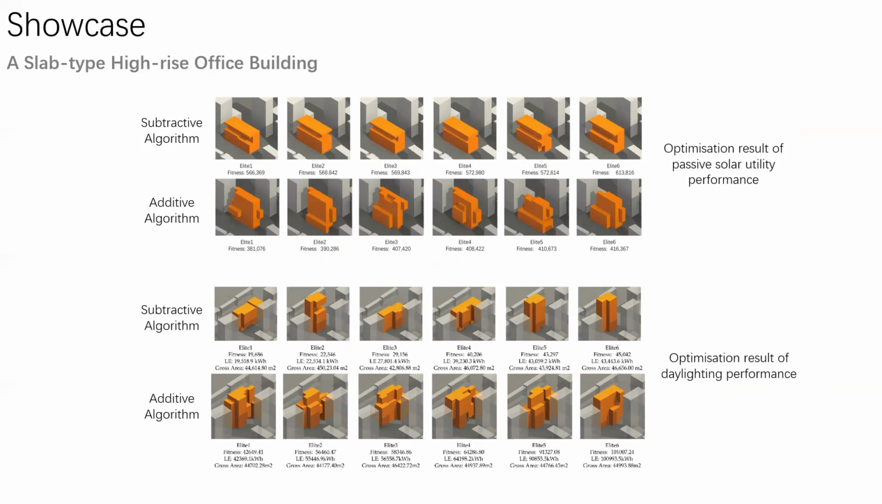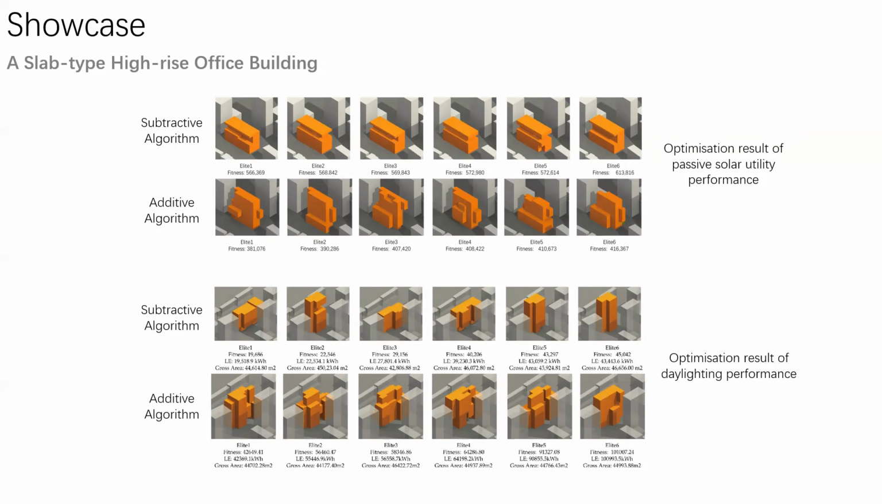And for the optimization result aimed at the passive solar utility, we can find that this design variant shows that the designer can use strategies such as the overhang structure to achieve self shading, or narrow the westward facade to reduce the solar irradiation received in the summer. So these two strategies can help to prevent the building from overheating.